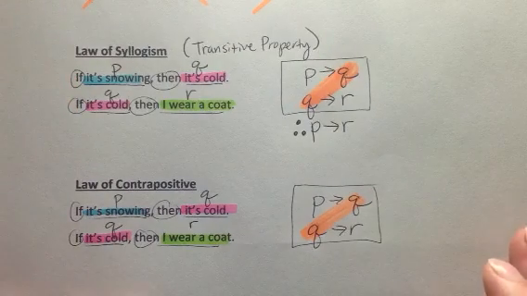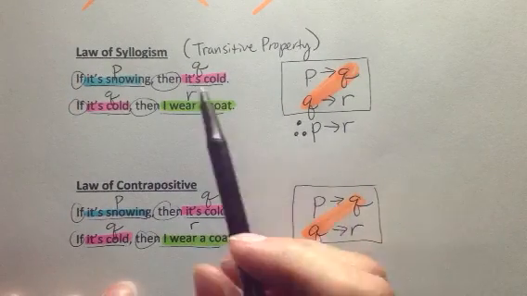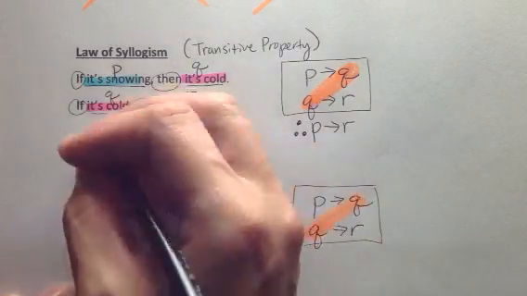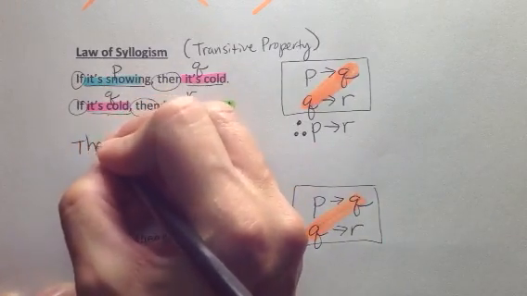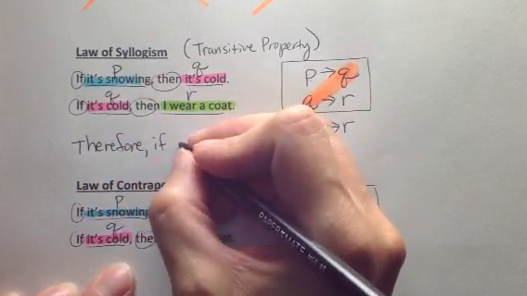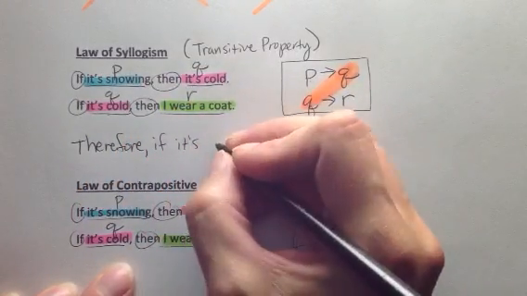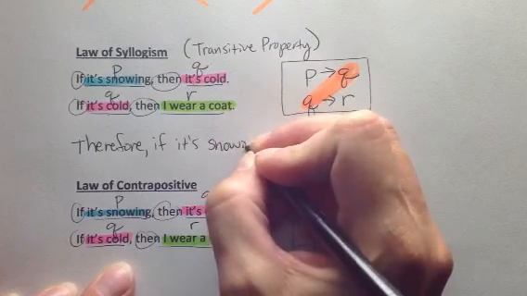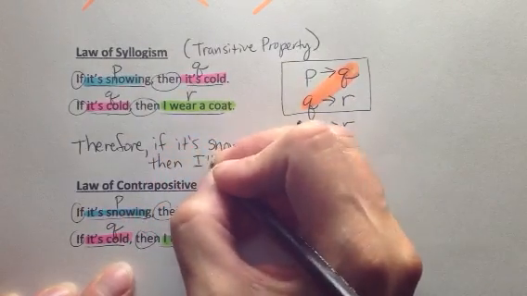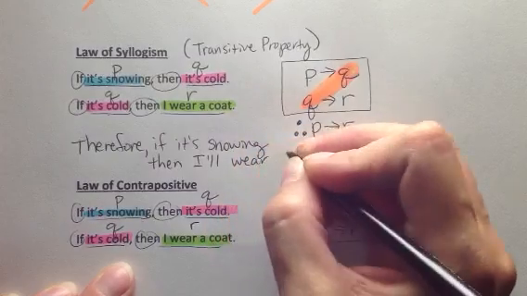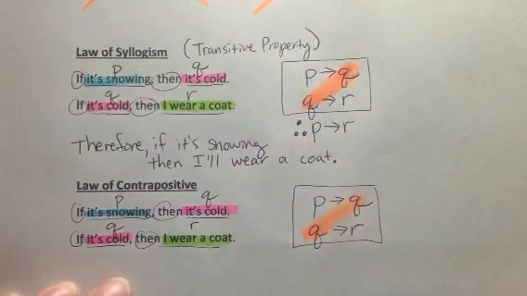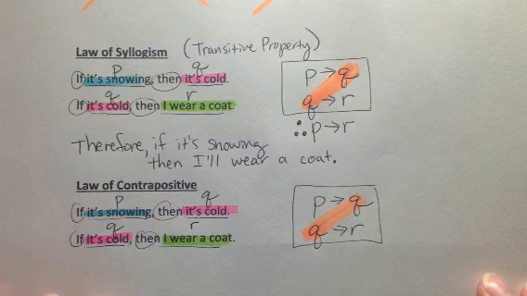So what would that look like in words? Well, P was it's snowing, and R was I wear a coat. So, therefore, if it's snowing, then I'll wear a coat.